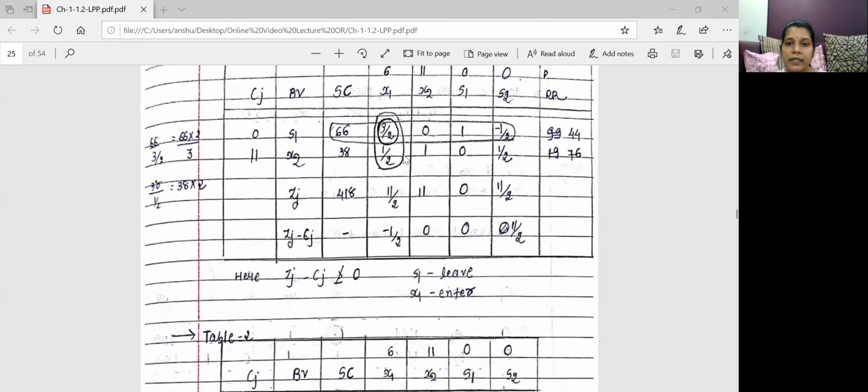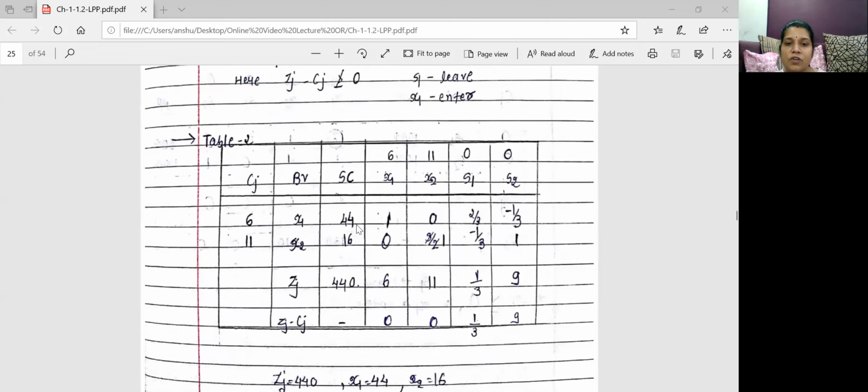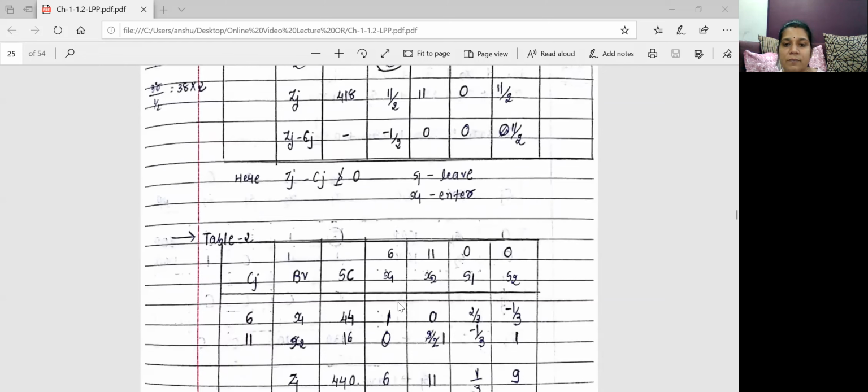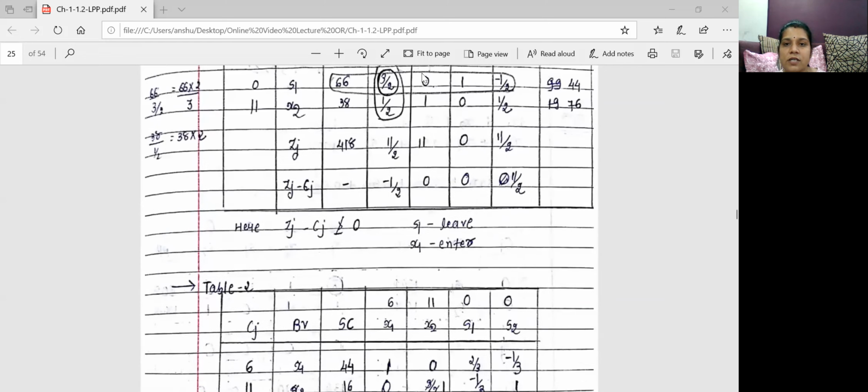In this table our key number is 3 by 2. So we divide all this equation by 3 by 2. So this is 44. 3 by 2 divided by 3 by 2 is 1. Next, 0 divided by 3 by 2, 0. 1 divided by 3 by 2, 2 by 3. And minus 1 by 2 divided by 3 by 2 is minus 1 by 3.